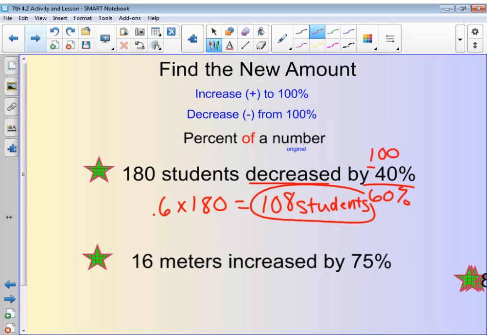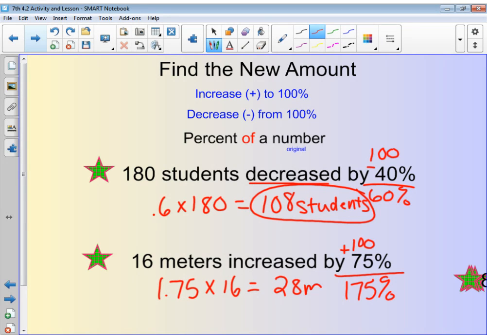Okay, and on the next one, it was increased, so we should have added 100%. So we get 175% new. So we should have taken 1.75 times our 16, which gave us 28 meters. Okay, so that's working with finding a new amount when we're given a percent increase or decrease.